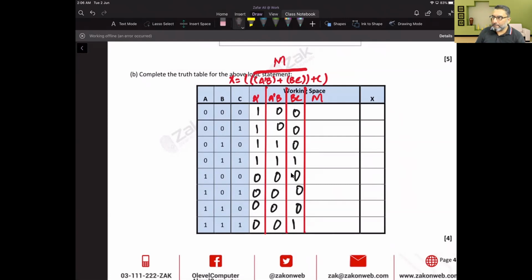Now M. M is actually A naught B plus B and C. So these two only. Now 0, 0, 1, 1, 0, 0, 0, 1. And if we add this M to C, then we get X. So 0, 1, 1, 1, 0, 1, 0, 1. That's your answer.